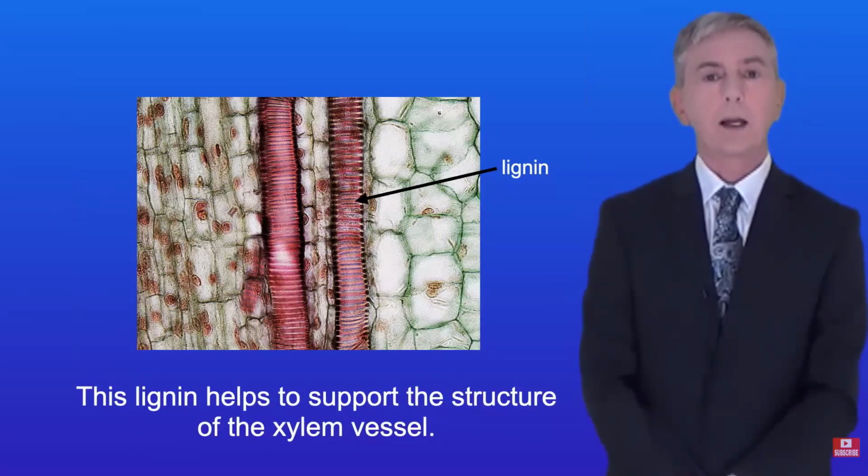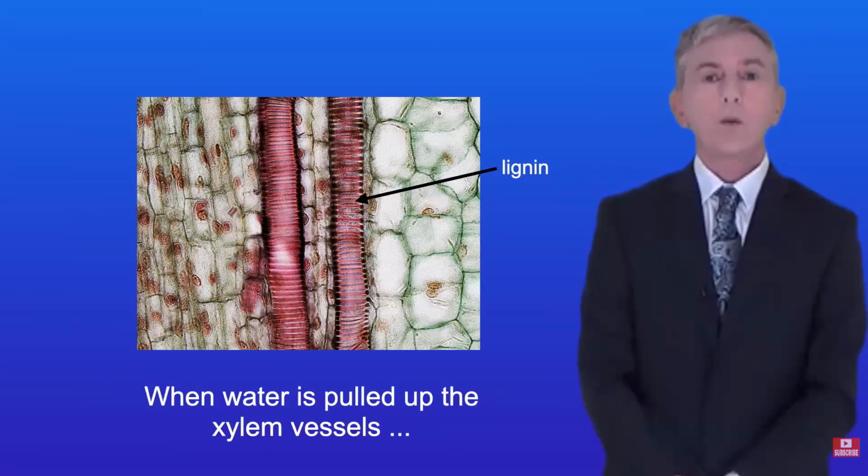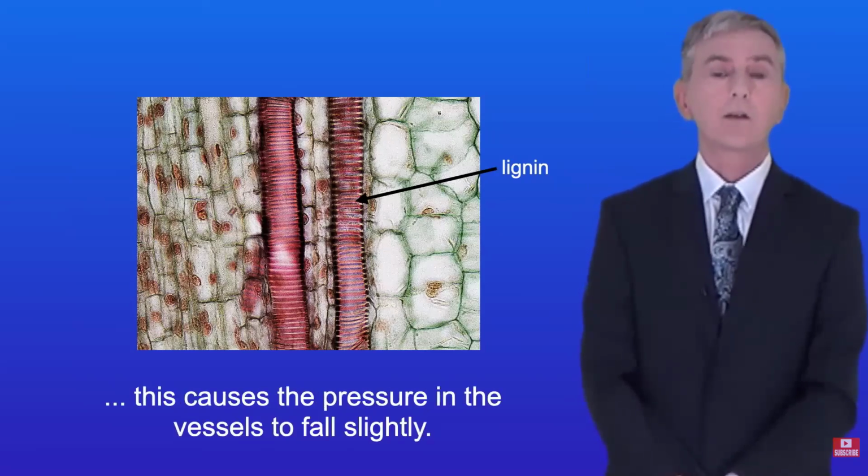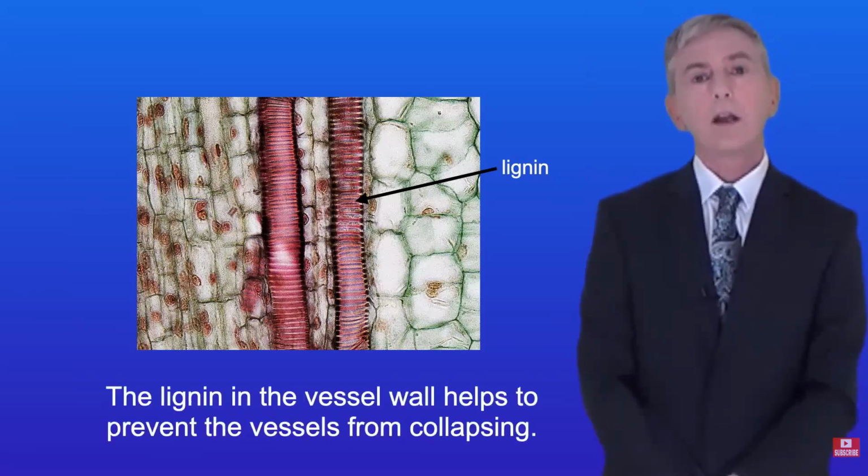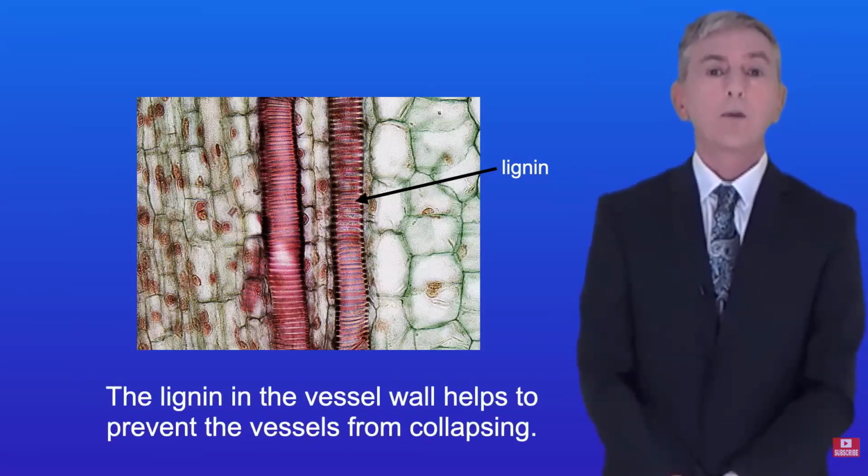Now this lignin helps to support the structure of the xylem vessel. When water is pulled up the xylem vessels, this causes the pressure in the vessels to fall slightly, and the lignin in the vessel wall helps to prevent the vessels from collapsing.